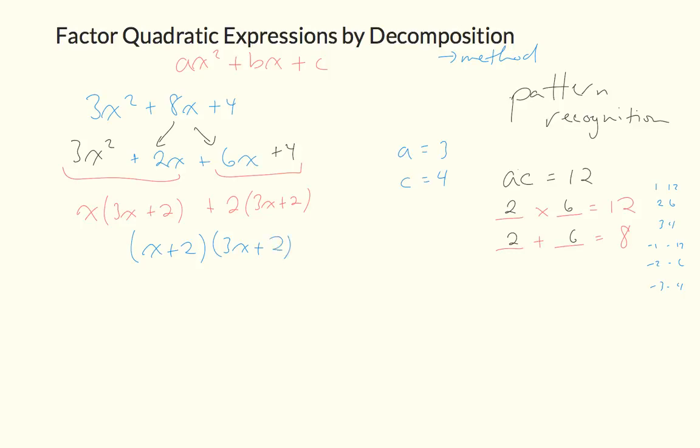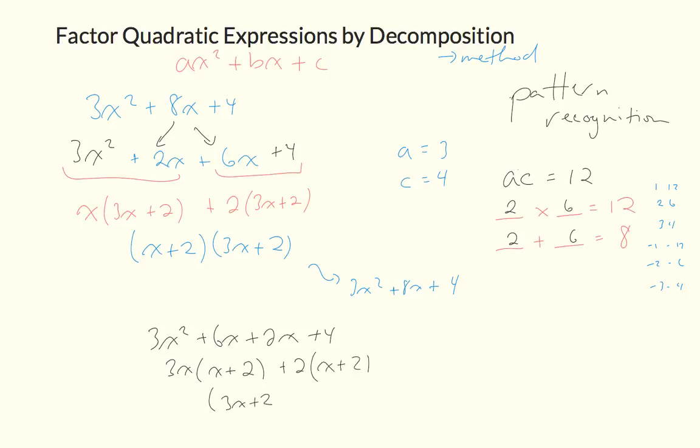And there we go. We could check it. Does that work when we actually FOIL it up? 3x squared plus 2x plus 6x is 8x and 4. So we must have factored it correctly using the method of decomposition. Just really quickly, what would have happened if we had done 6x plus 2x instead of 2x plus 6x? Well, let's see. 3x squared plus 6x plus 2x plus 4. Take out a 3x here, and we're left with x plus 2, take out a 2 here, and we're left with x plus 2, and we would get the same two factors. So looks like either way it'll work out.